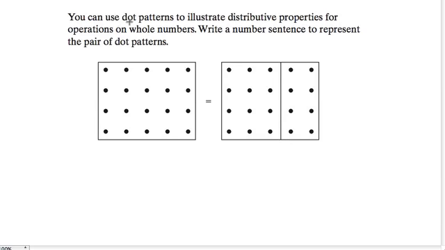We're told that you can use dot patterns to illustrate distributive properties for operations on whole numbers. Write a number sentence to represent the pair of dot patterns. So what they're saying is we can use this grid to represent the distributive property. And they want us to write an equation or a number sentence that represents this scenario.